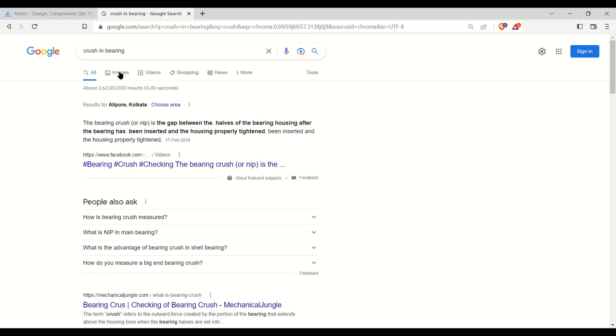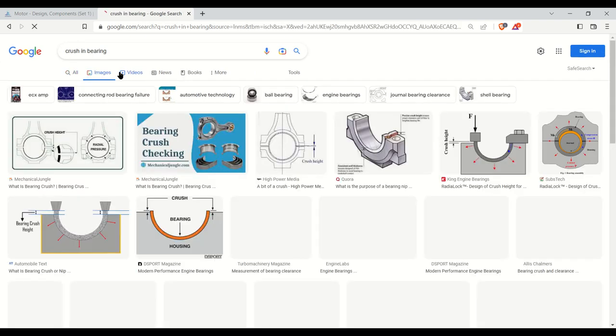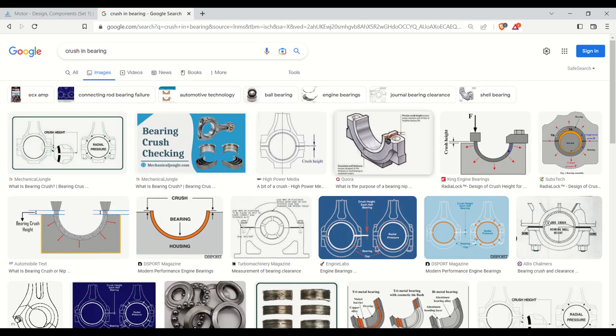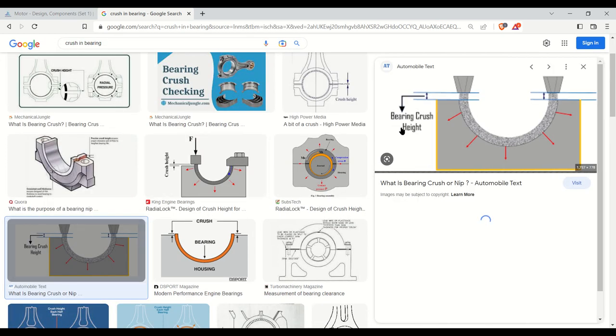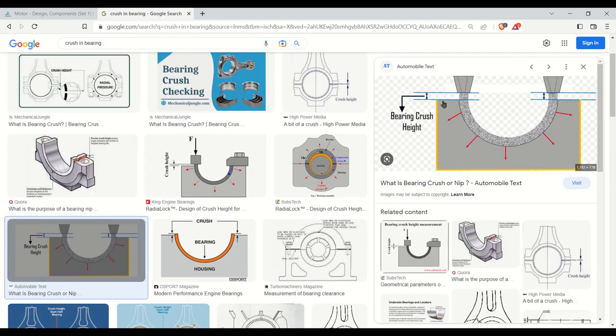Now let's check how it looks. Yes, you can see here the uplifted portion of the bearing. This is called nip or crush, and you can see it clearly. This is the correct image showing the bearing crush. You can see the uplifted portion, and this is called bearing crush height.